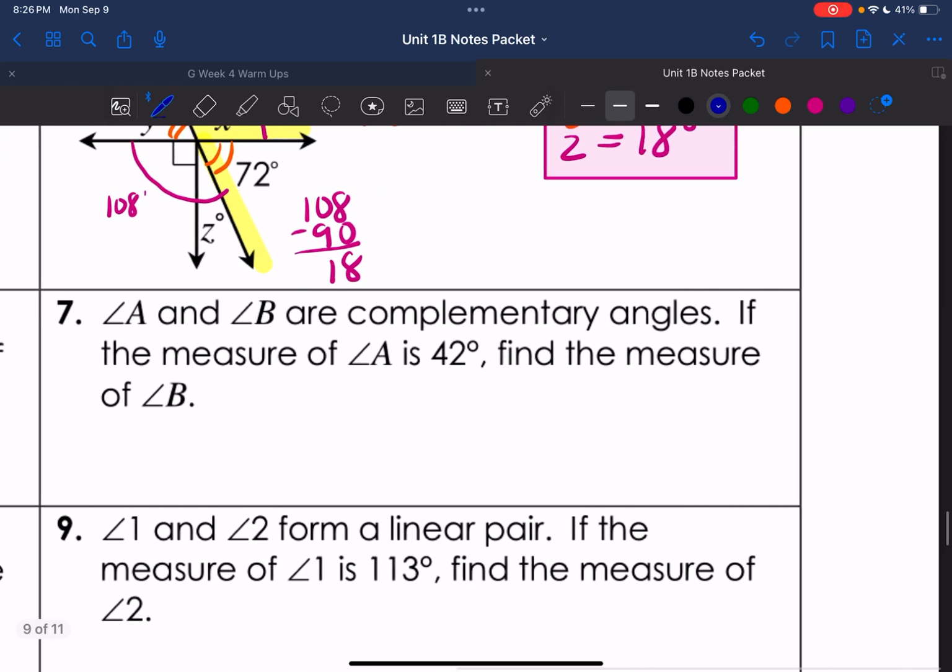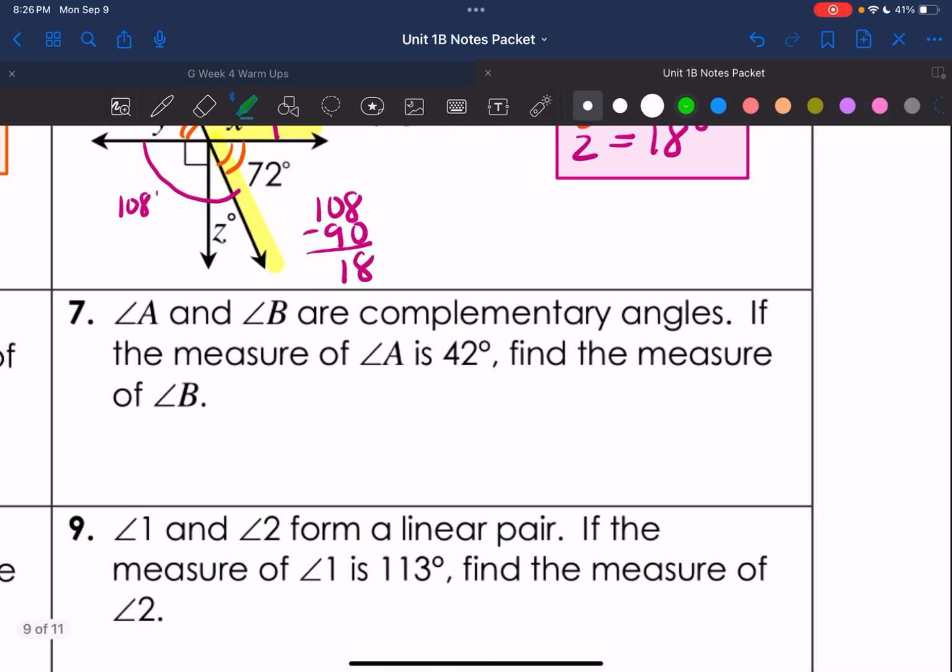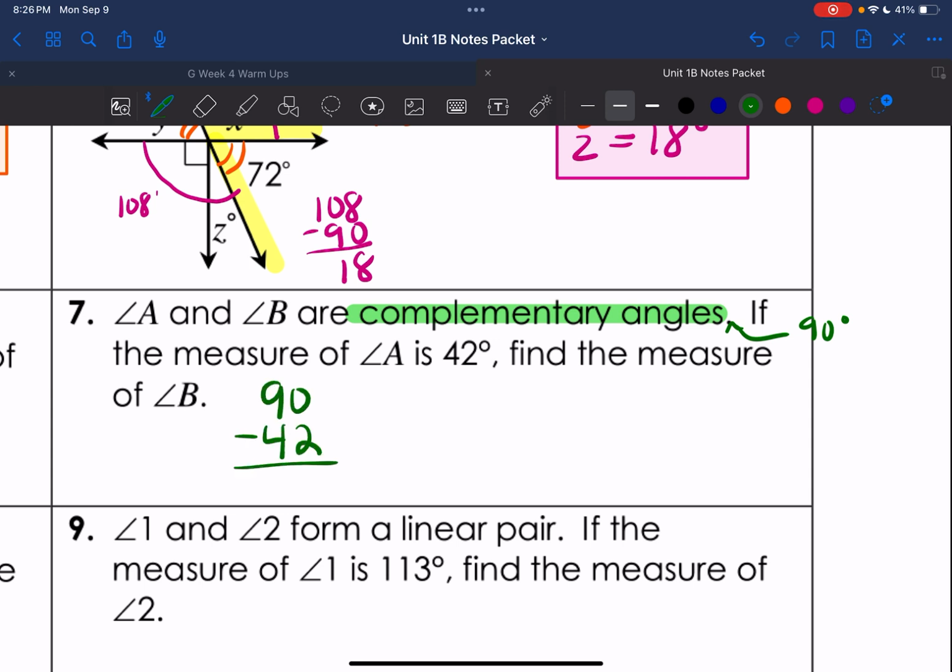Number 7, A and B are complementary angles. Complementary means that they have a sum of 90 degrees. So if A is 42, how do we find the measure of B? Well, we're going to subtract 90 minus 42, and that gives us 48. So that means that the measure of angle B has to be 48.